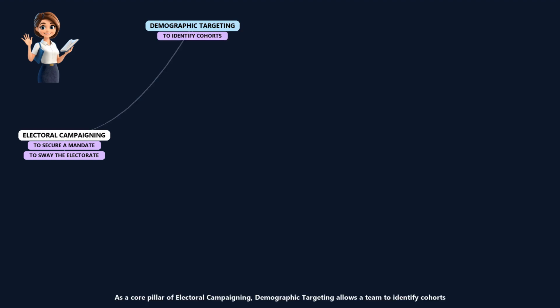Demographic targeting. As a core pillar of electoral campaigning, demographic targeting allows a team to identify cohorts and tailor messaging to specific voters. In simple terms, this is about knowing who you are talking to.